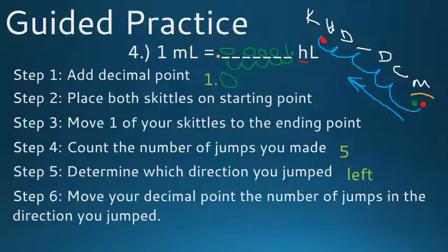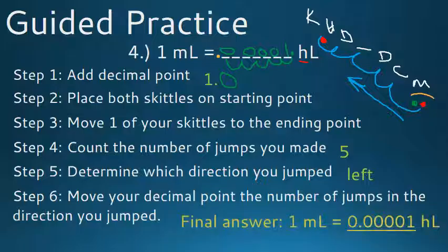So if you look at step 6, it'll show you the answer, which is 1 milliliter equals 0.00001 hectoliters. So that's tenths, hundredths, thousandths, ten-thousandths, hundred-thousandths. It's 1 hundred-thousandth of a hectoliter or something like that. A lot of zeros. Okay, but that's how we convert it.